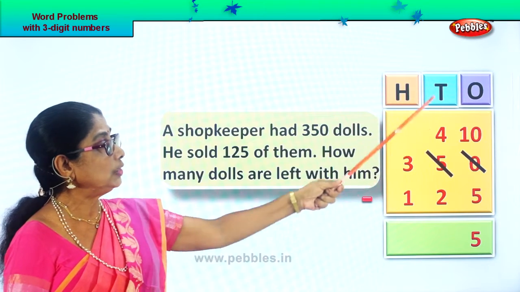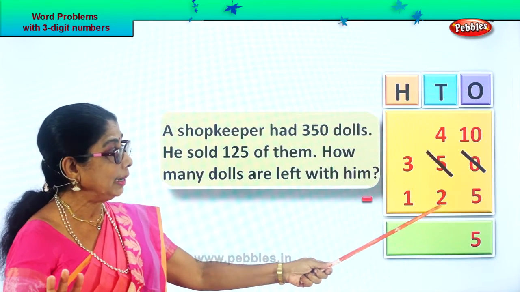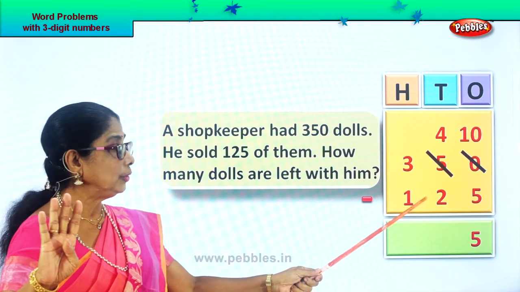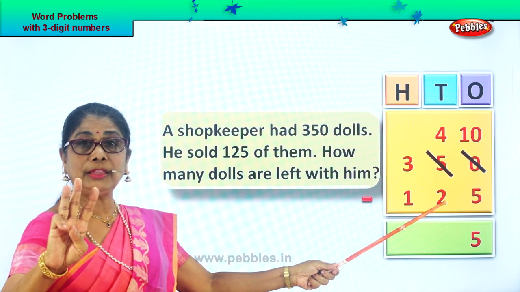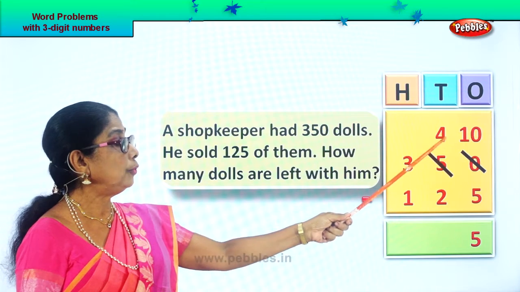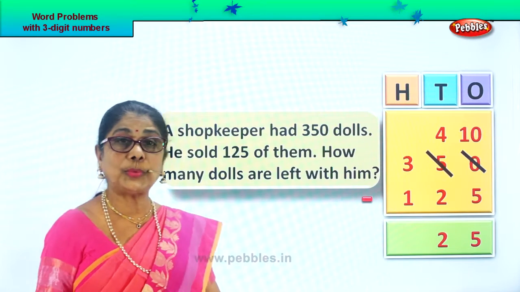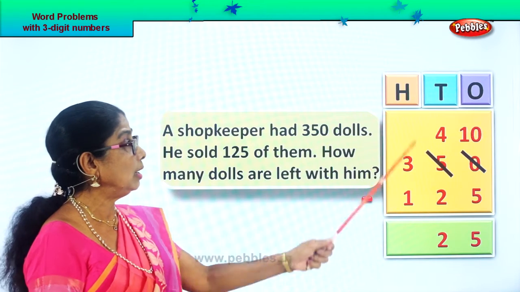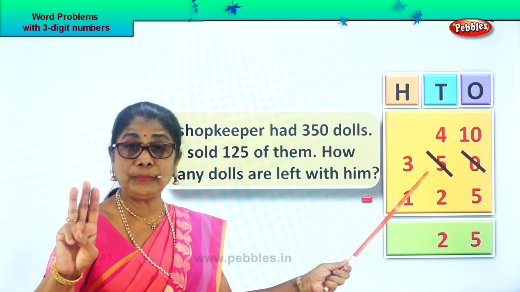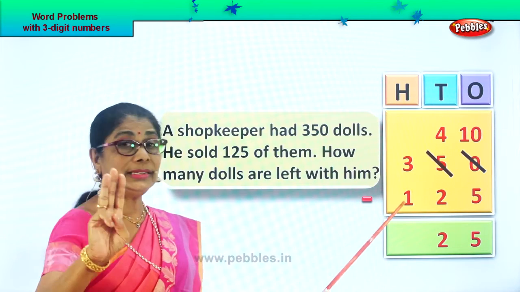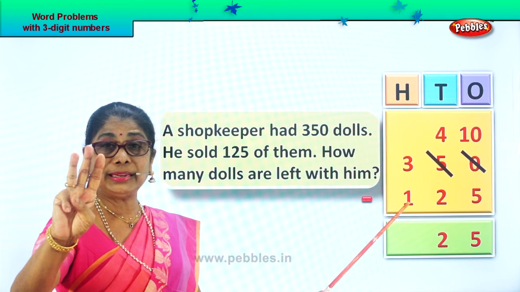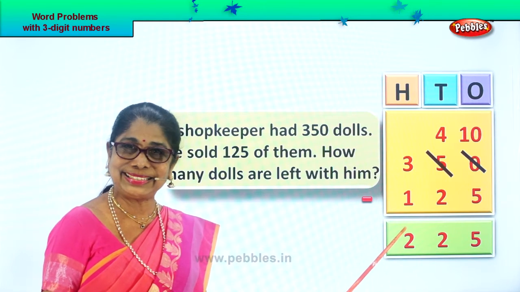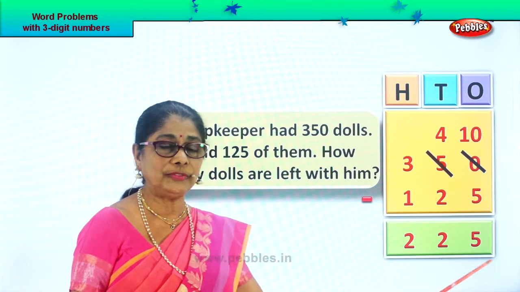In the tens place, you have 4 tens minus 2 tens. 4 tens take away 2 tens. After 2, 3, 4. 4 minus 2 is 2. So we put 2 tens in the tens place. Then in the hundreds place we have 3 hundreds minus 1 hundred. 3 minus 1 gives you 2. So we write 200 here. Now your answer is 225.